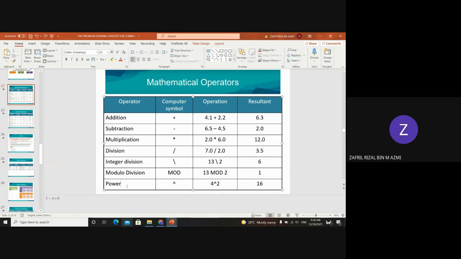Okay, power. 4 to the power of 2 is 16. So these are standard mathematical operations. If you want to use them in your program, you must use something like this. But this also depends on the type of programming language that you use. Most of the time, it is using this symbol.